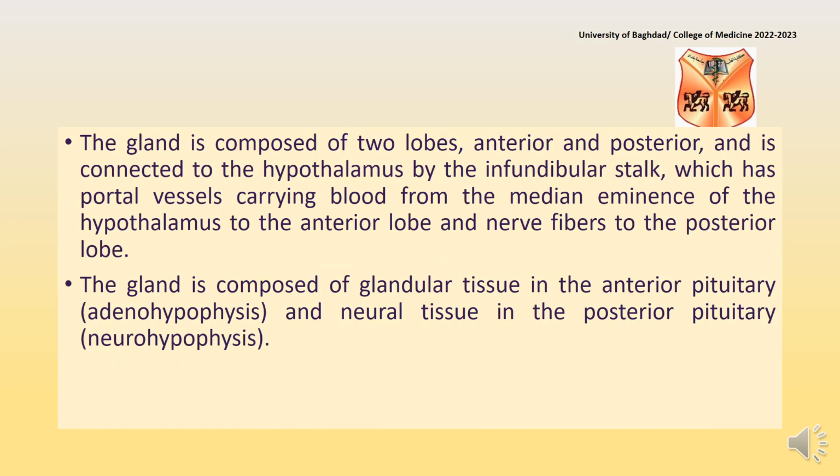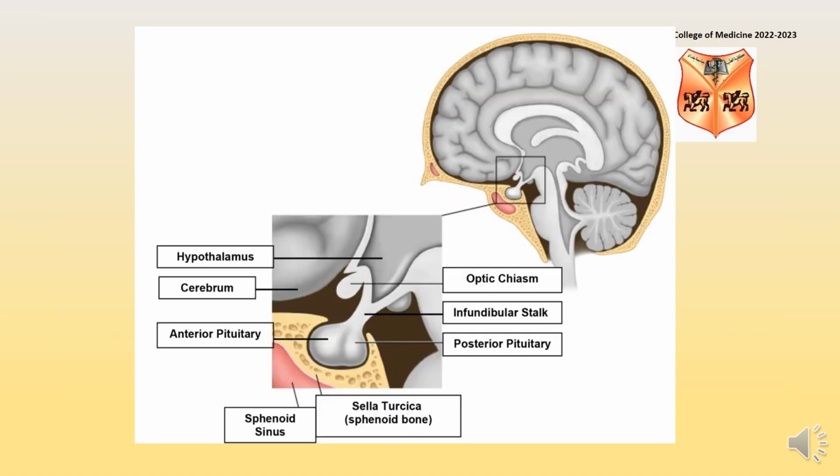or internal carotid arteries. The gland is composed of two lobes, anterior and posterior, and is connected to the hypothalamus by the infundibular stalk, which has portal vessels carrying blood from the median eminence of the hypothalamus to the anterior lobe and nerve fibers to the posterior lobe. The gland is composed of glandular tissue in the anterior pituitary, which is called adenohypophysis, secreting about six hormones, and the neural tissue in the posterior pituitary, which is called neurohypophysis.